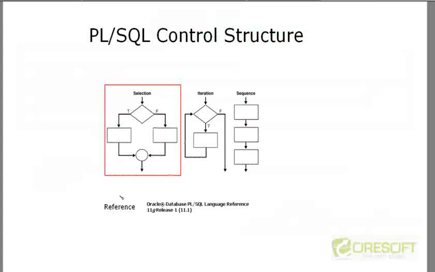There are three ways in Oracle PLSQL that you can do all this. Number one is selection. In this video, we're going to discuss selection with a lot of examples, and then we're going to discuss iteration and sequence. These three combined make up the PLSQL control structures.